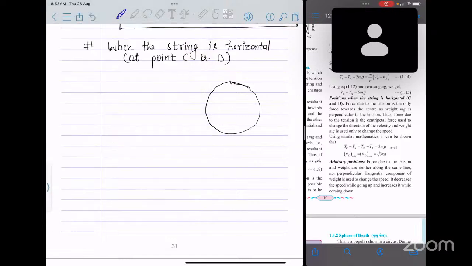This is the center, and let me call it ground level. This is point C, so point C is at ground level. And this is point A, the topmost point. Speed at point A is VA, and speed at point C is VC.